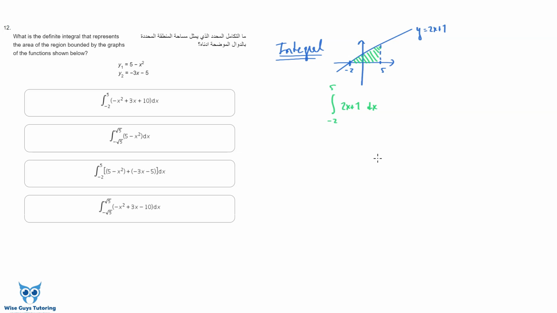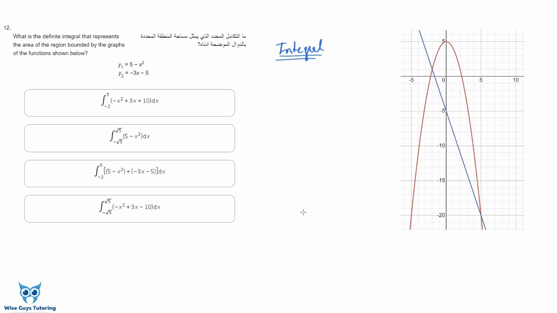We have two curves, we have two graphs, and we have to find the area between them. I've taken the liberty of graphing it out, and let me put that on the screen. There we go. So these are the two graphs. The red one there is 5 minus x squared, whereas the blue one is minus 3x minus 5. Okay, so we want to find the area between them, which would be this green area here.